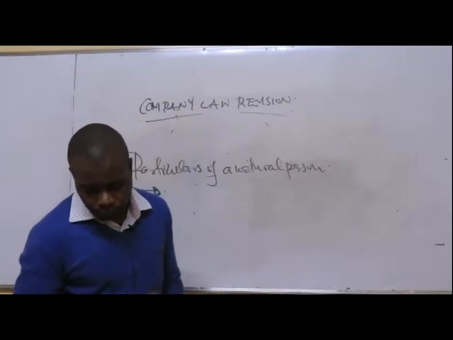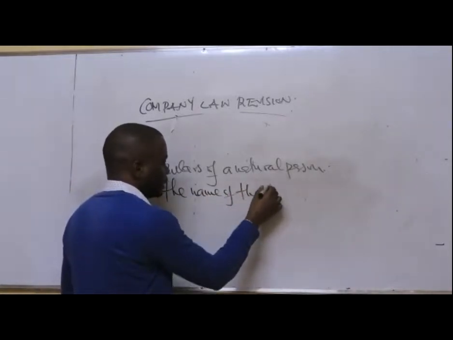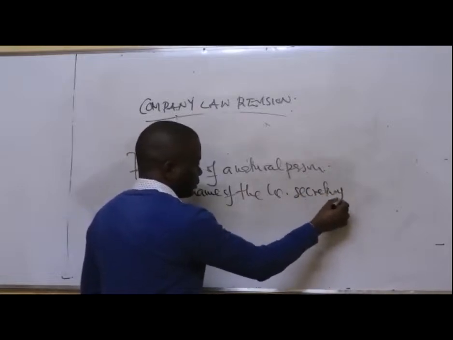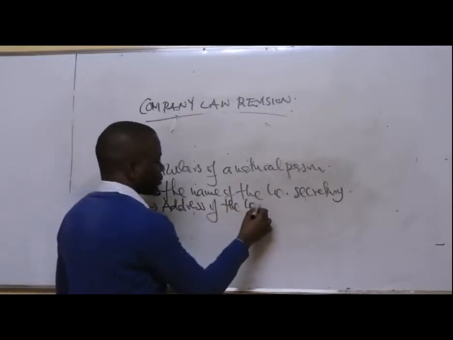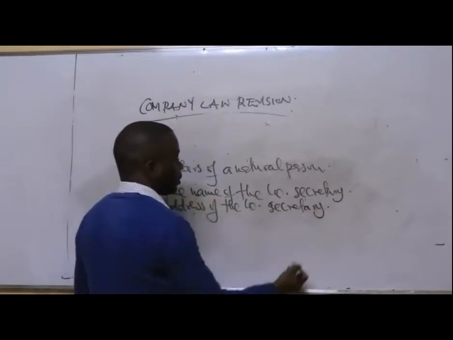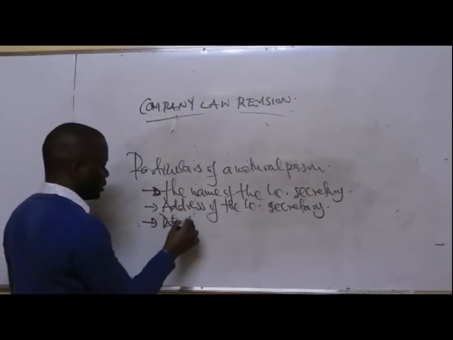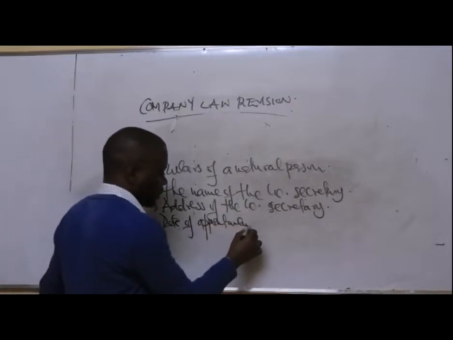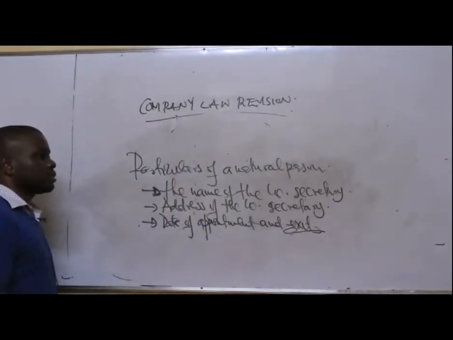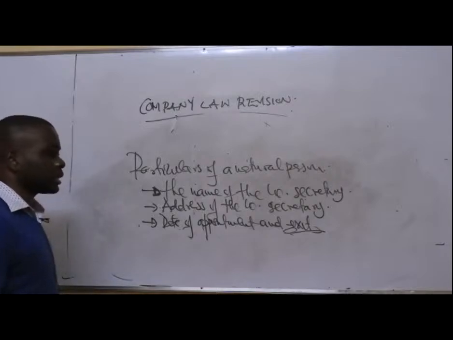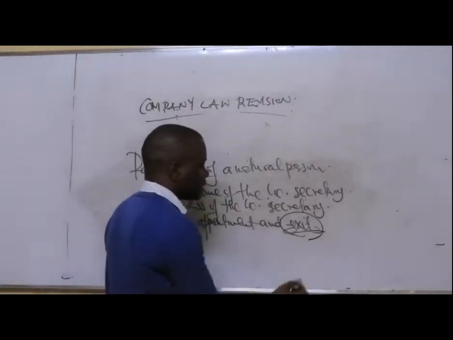So you can have the name of the company secretary. You can have the address of the company secretary. We can have the date of appointment and exit as the company secretary. So that is with regards to a natural person. The particulars to be contained in the register, if it is a natural person, will be the name of the company secretary, the address of the company secretary, and the date of appointment and exit as the company secretary of the company.